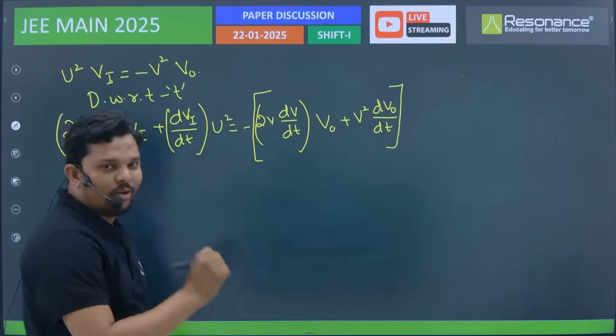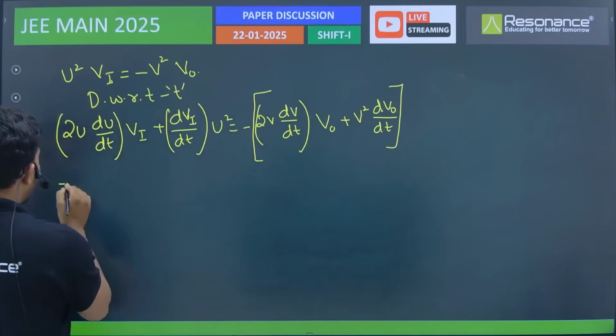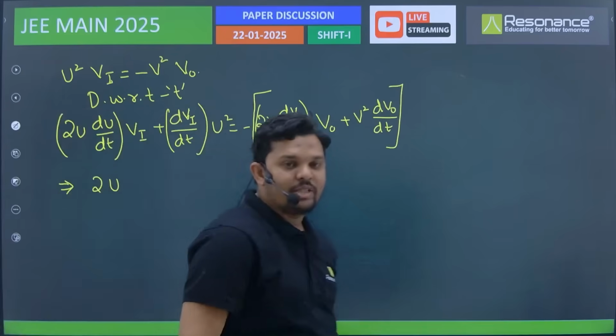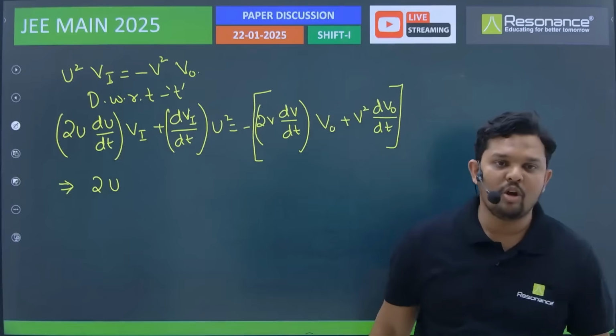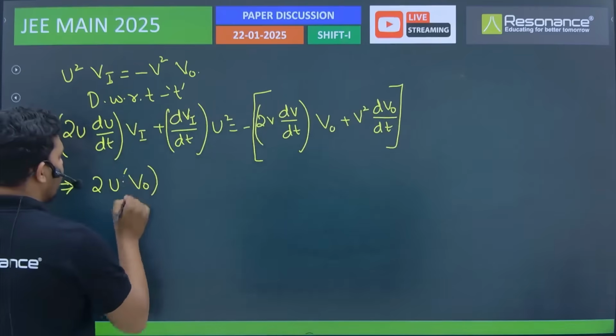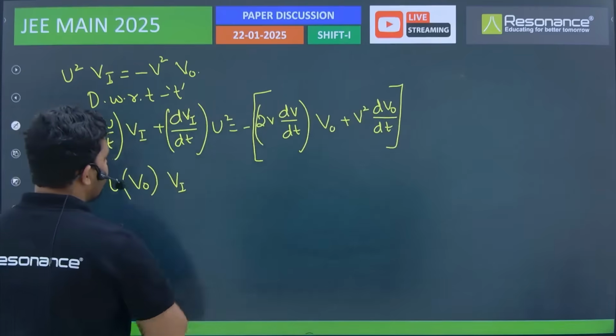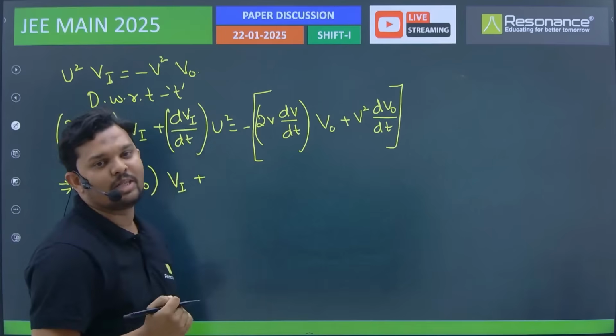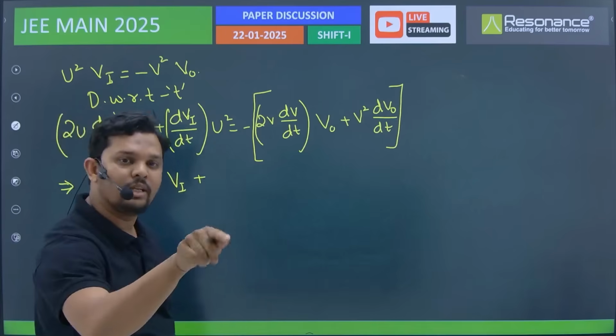Now just have a look, it's very interesting. So now you can take here 2 into u into rate of change of object distance with respect to time, which is nothing but object velocity. So I will write here, this is going to be the velocity of the object, this is going to be the velocity of the image, plus rate of change of image velocity with respect to time, which is nothing but image acceleration.